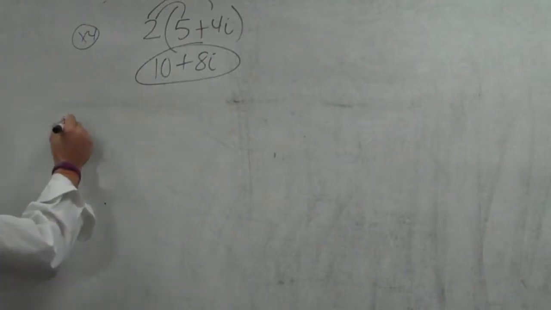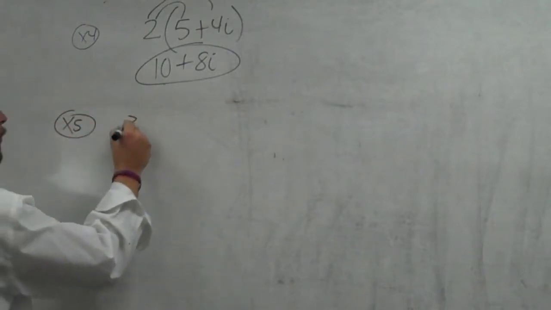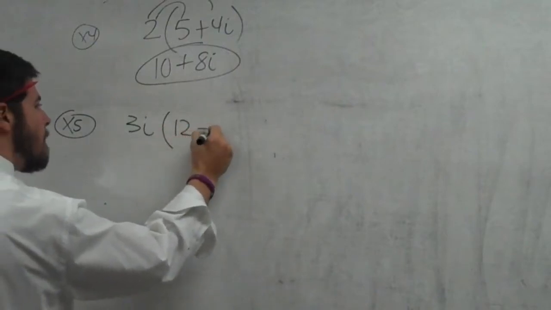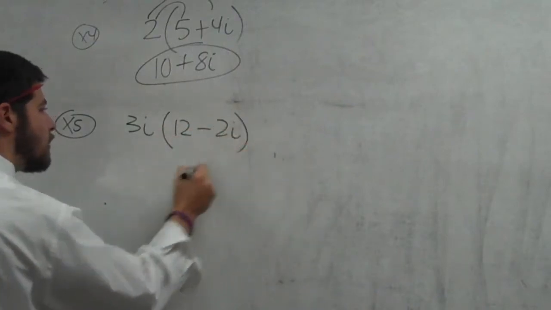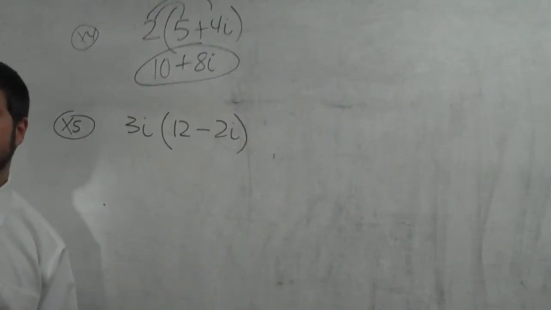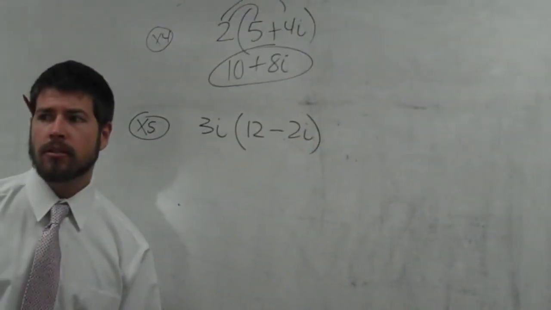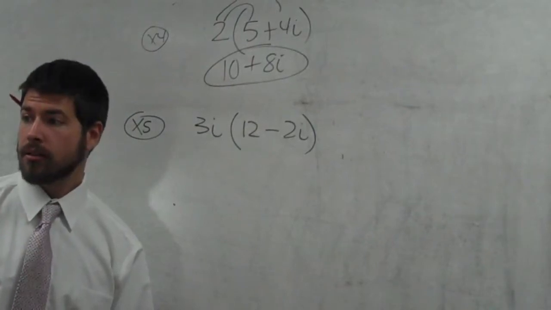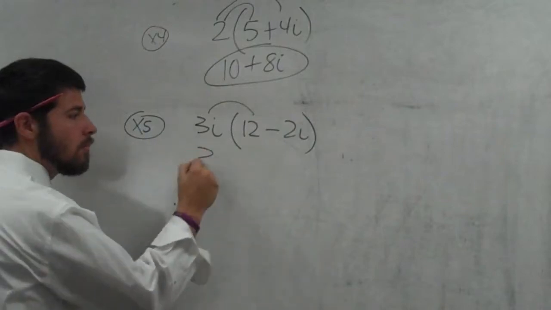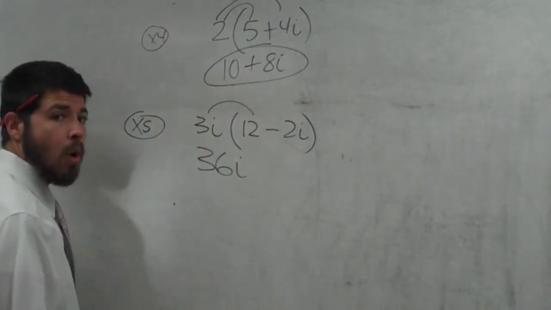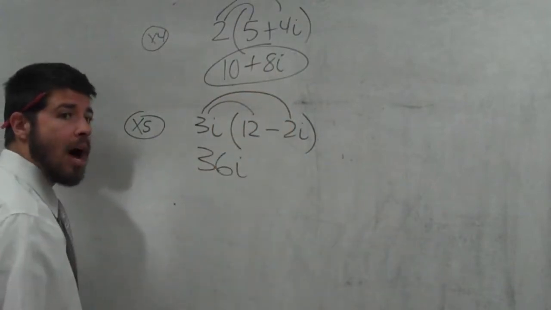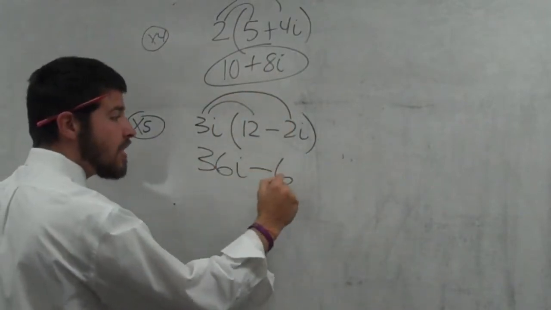Let's try example 5. 3i times the quantity 12 minus 2i. Be very careful with this. Can we still distribute again? Yeah, we can. 3i times 12 is 36i. Okay, watch this. 3i times negative 2i is negative 6i squared.